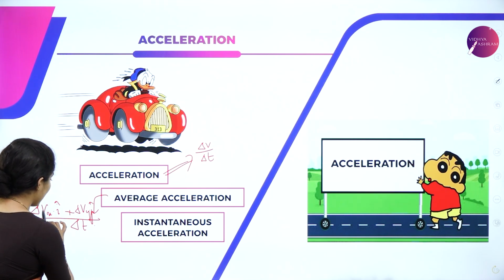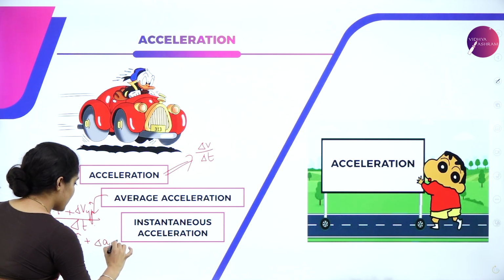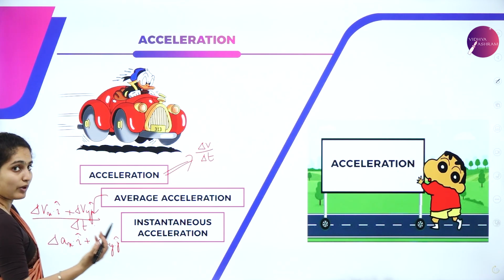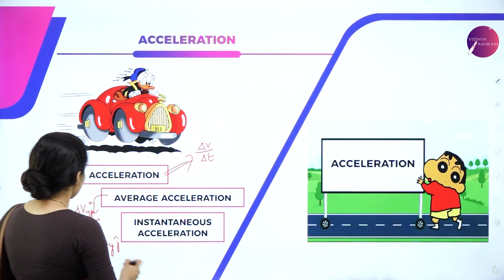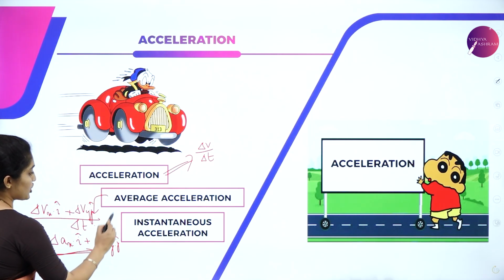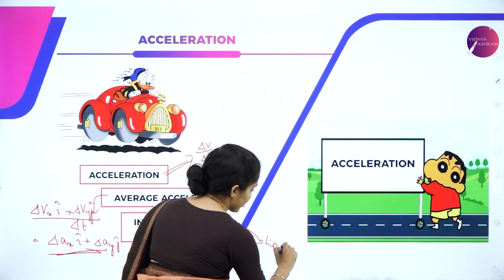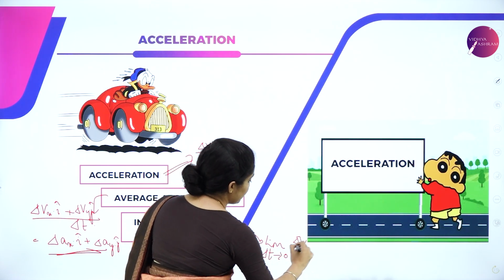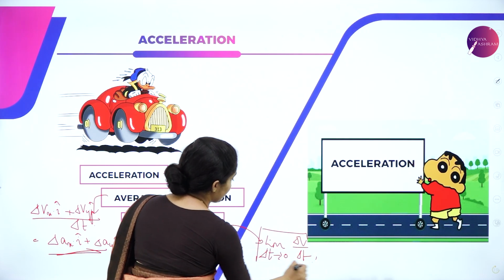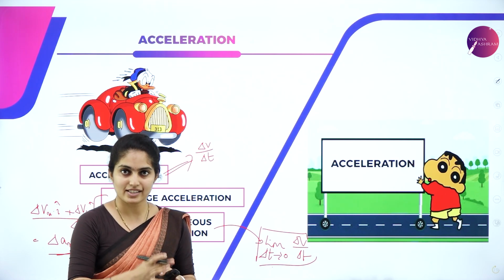On solving this, velocity with respect to time is acceleration. So we have ax i cap plus ay j cap, one with respect to the x-axis and one with respect to the y-axis. We need two axes because we are studying motion in a plane. This holds good for average acceleration. For instantaneous acceleration, it is simple: the limit as delta t tends to 0 of the change in velocity with respect to time. This holds for instantaneous acceleration, which means acceleration at a particular instant of time.